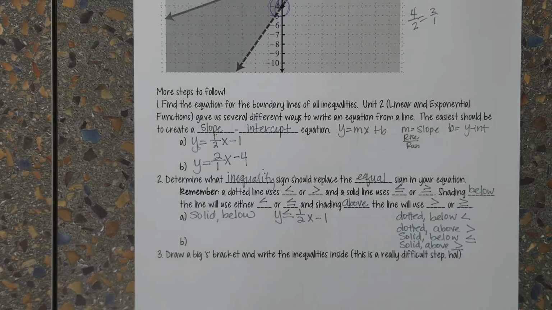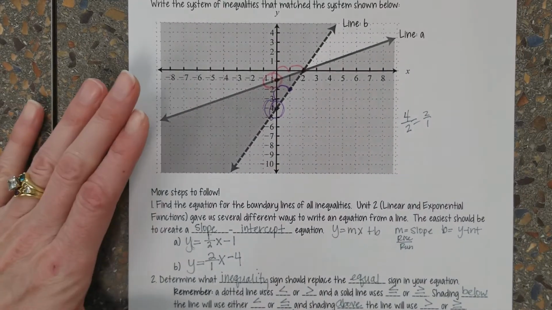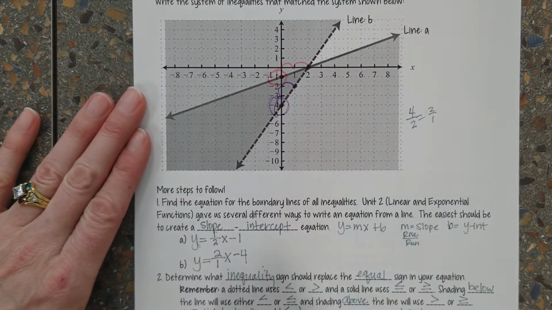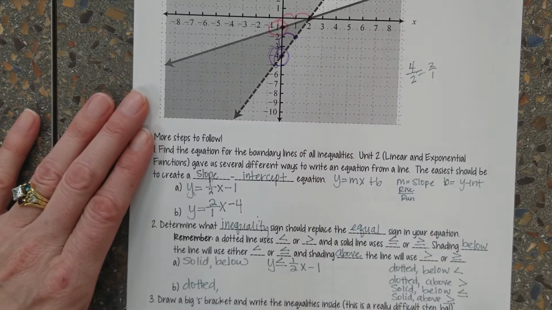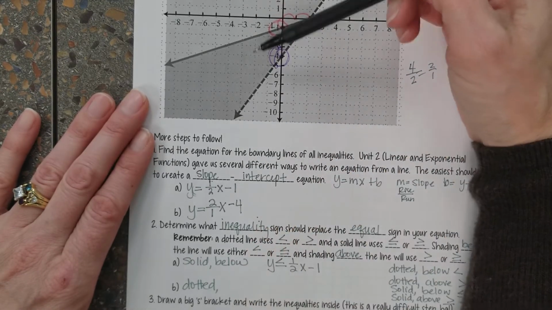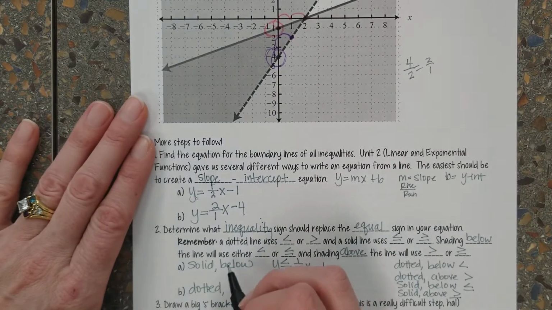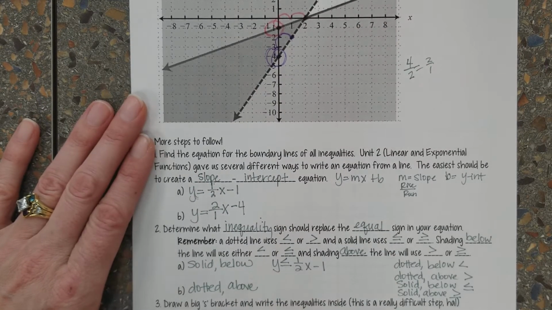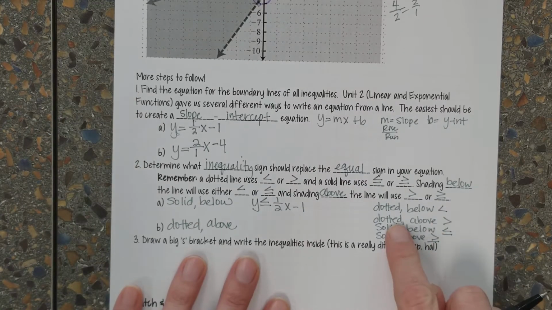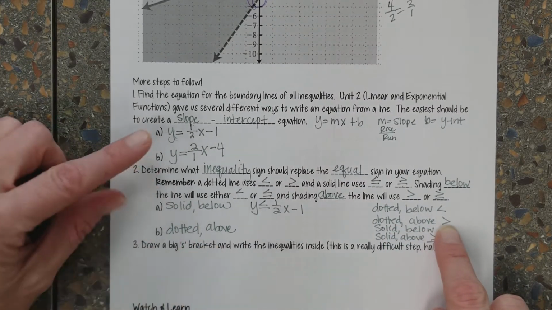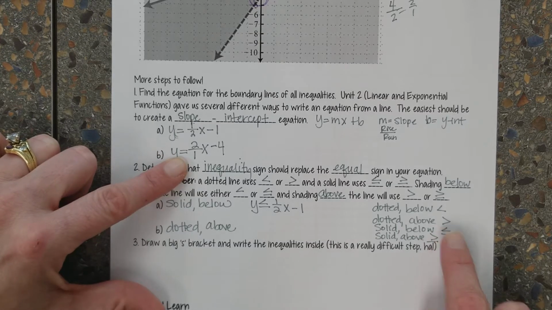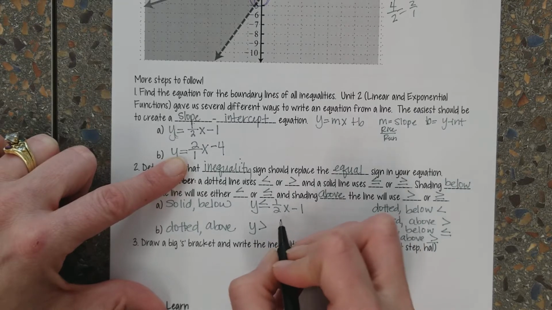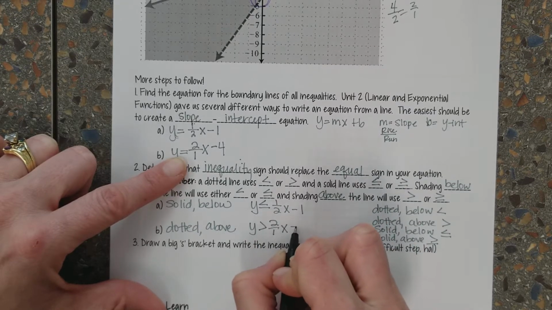Okay, so now let's look at line B. You'll see that line B is dotted. And sorry, I can't keep the graph and my writing in the screen. But if you look, it's shaded above. So it's dotted and above. Okay, so over here, dotted and above tells me I'm going to replace it with greater than. So right here, this equal sign is going to be replaced with greater than, and that's all we're doing. So y is now greater than 2 over 1x minus 4.